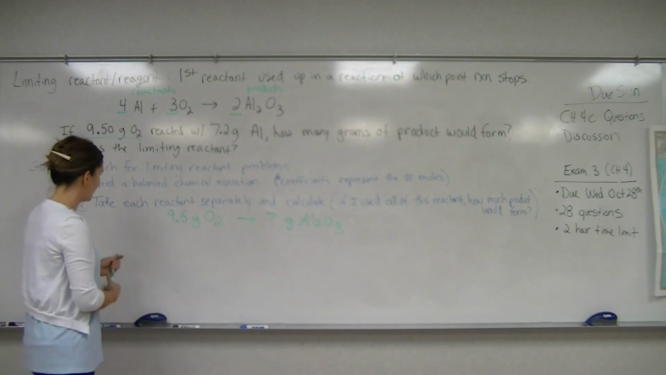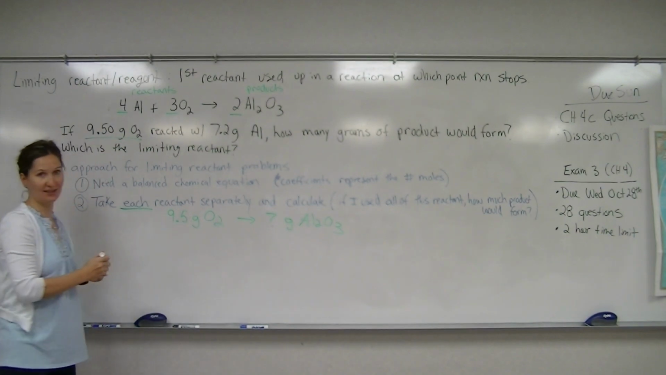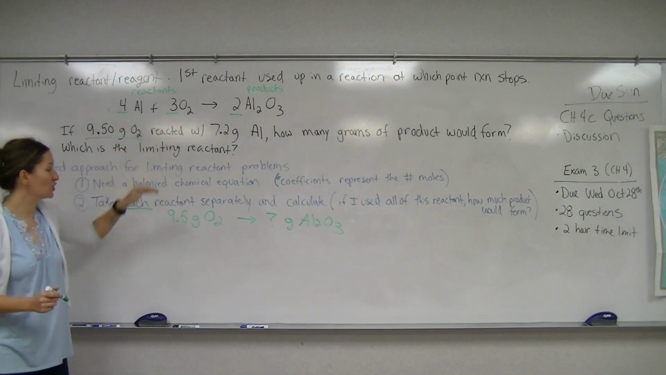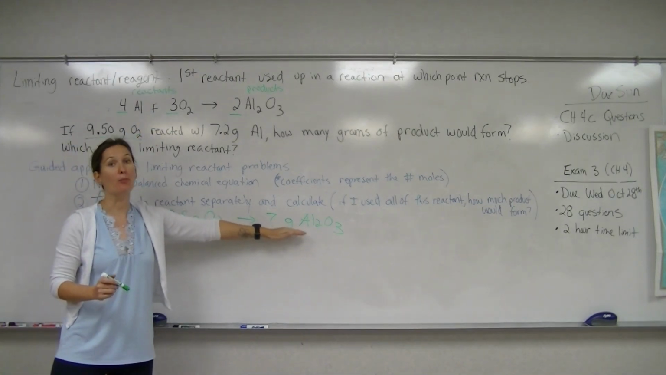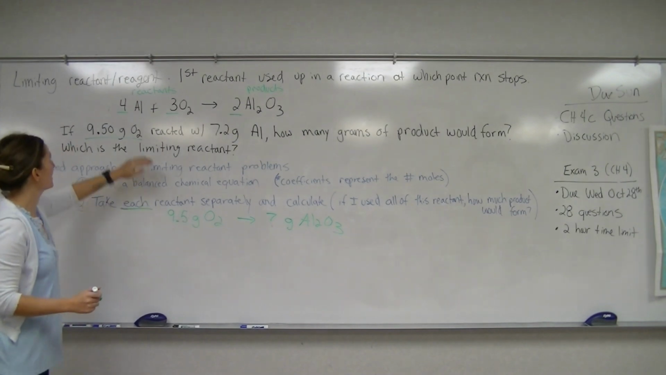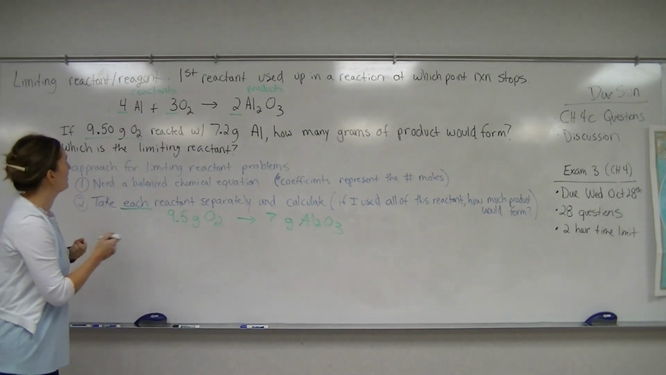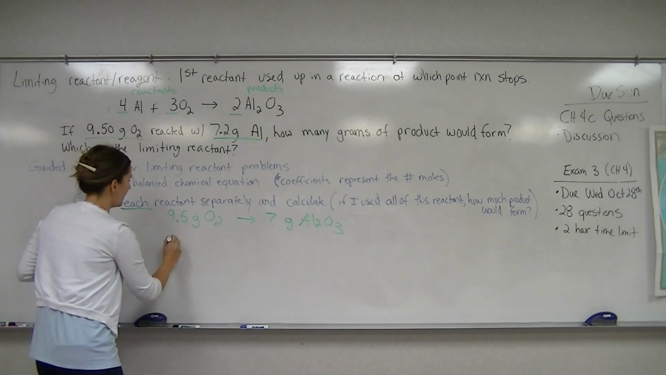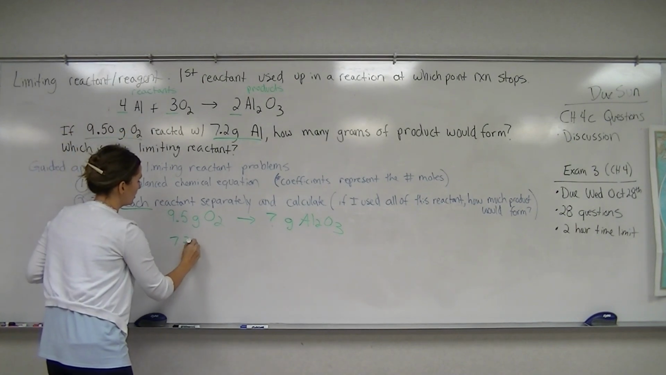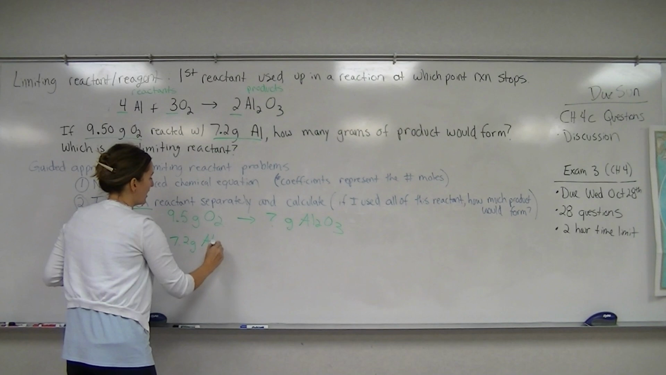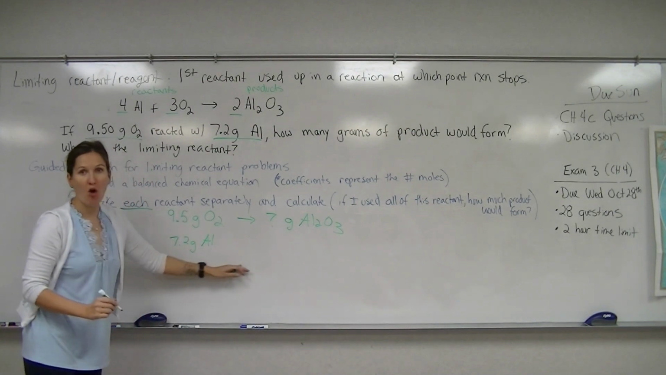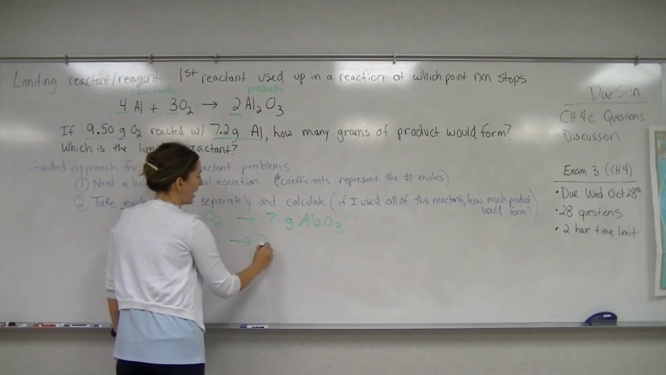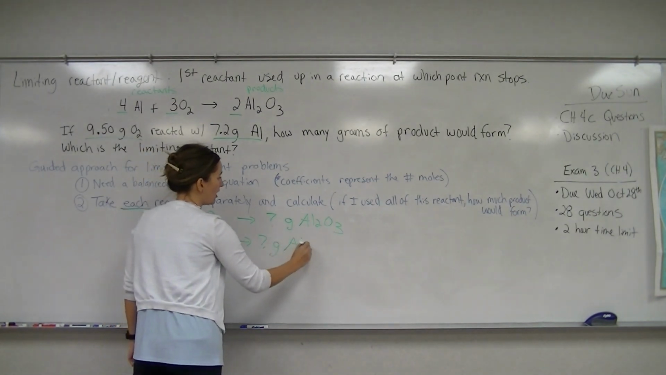Now notice it says, take each reactant. This is just one of the two reactants, so I need to do this same step for both reactants. Next I look at aluminum, and the amount given for aluminum, my other reactant, is 7.2 grams. I'm going to ask myself, if I used all 7.2 grams of that aluminum, how many grams of product would I form?